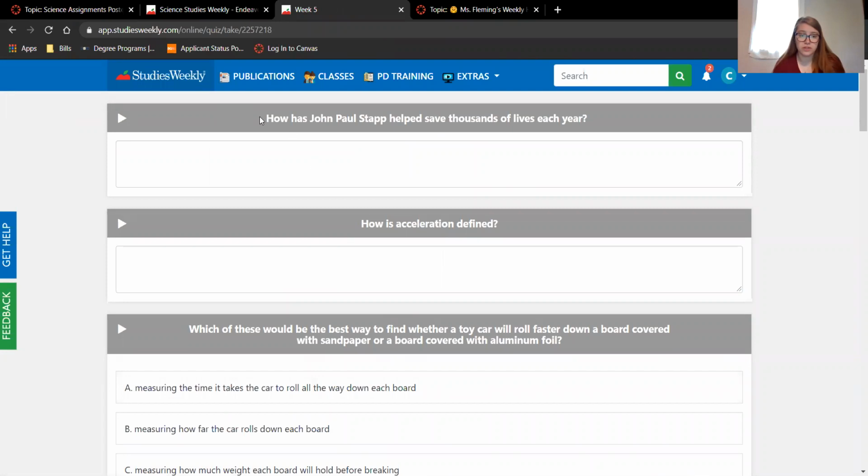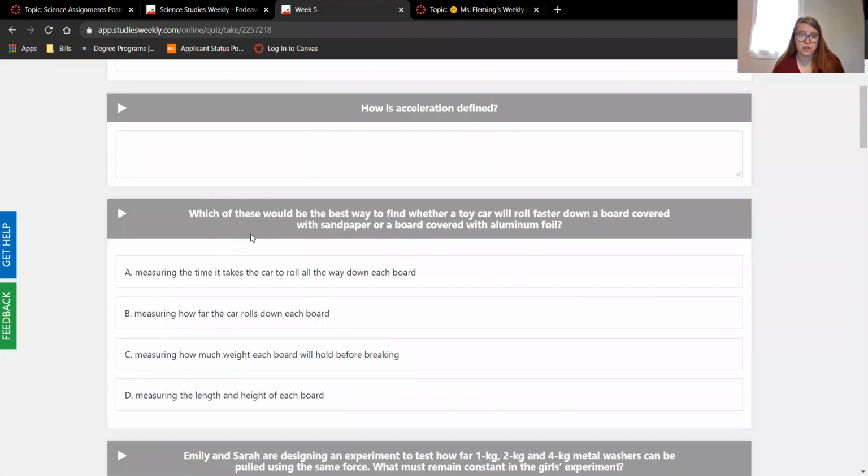So your first question: how has John Paul Stapp helped save thousands of lives each year? The next one: how is acceleration defined? Number 3: which of these would be the best way to find whether a toy car will roll faster down a board covered with sandpaper or a board covered with aluminum foil?